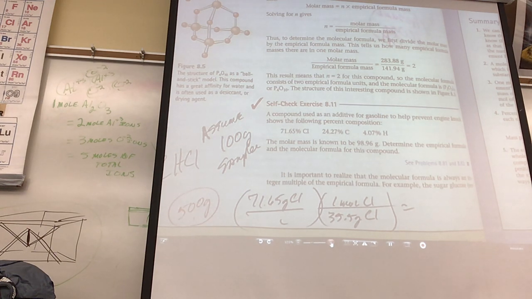The first thing you're going to do is take 71.65 grams of chlorine and change it into moles. Then take 24.27 grams of carbon and change that into moles. Then take 4.07 grams of hydrogen and change that into moles.